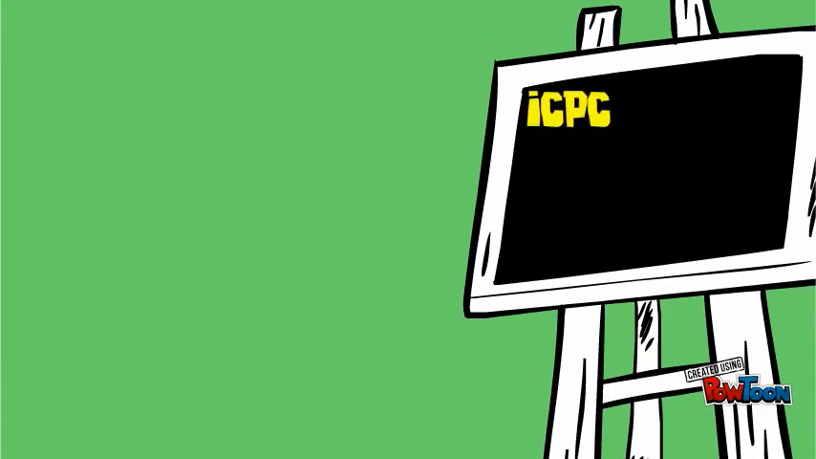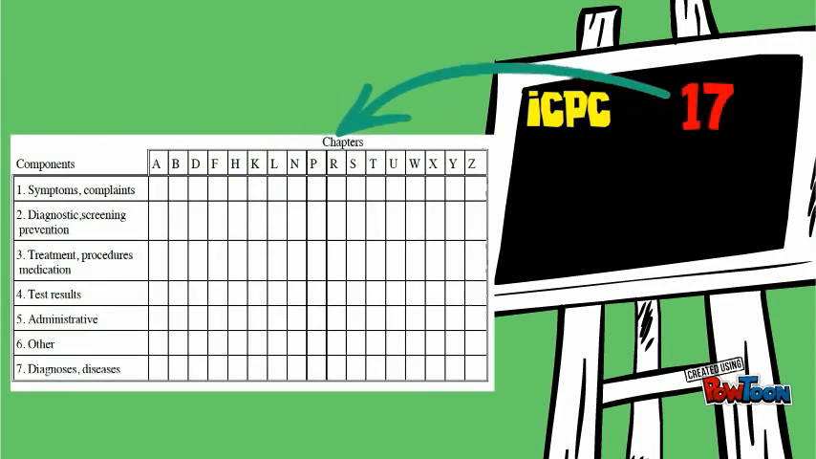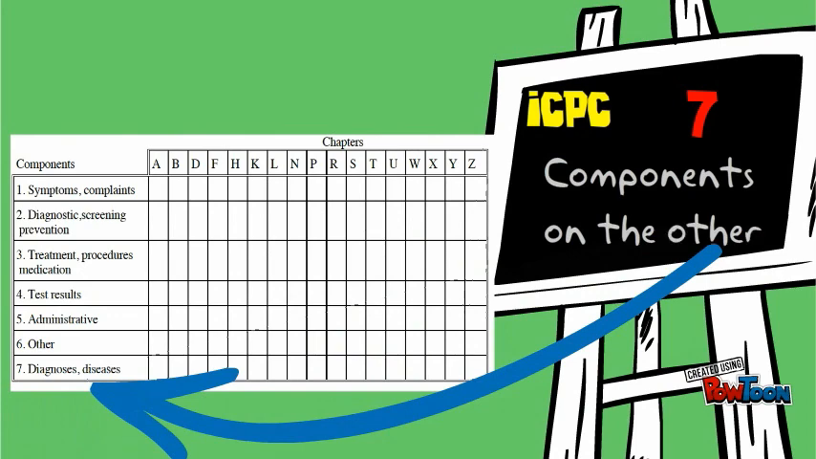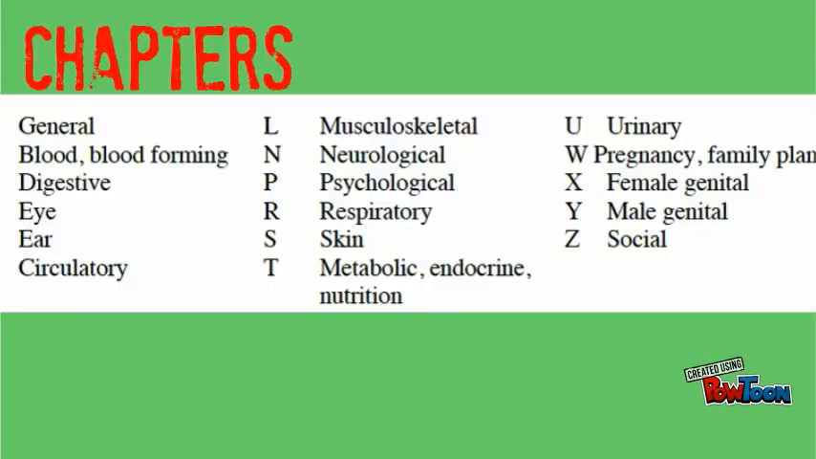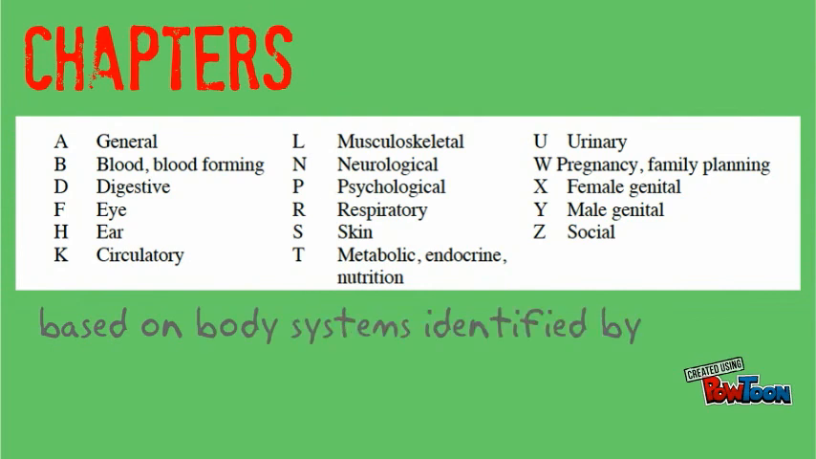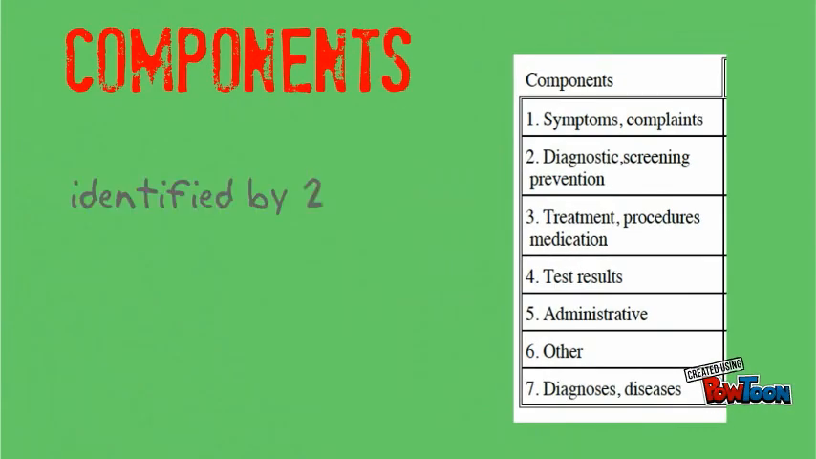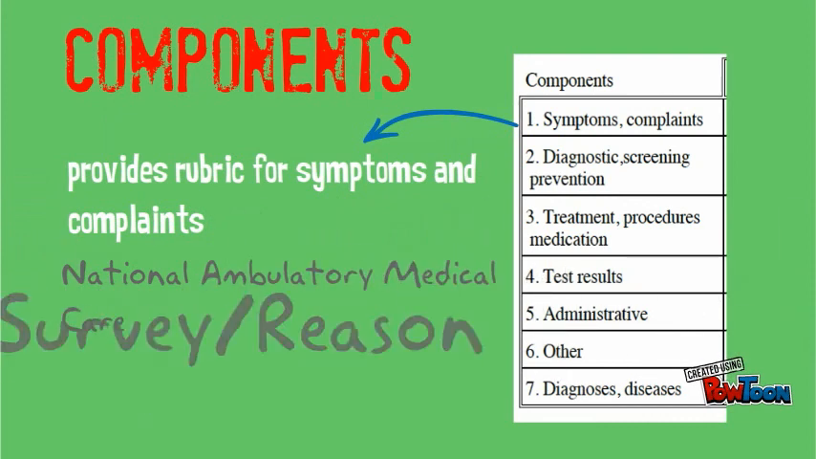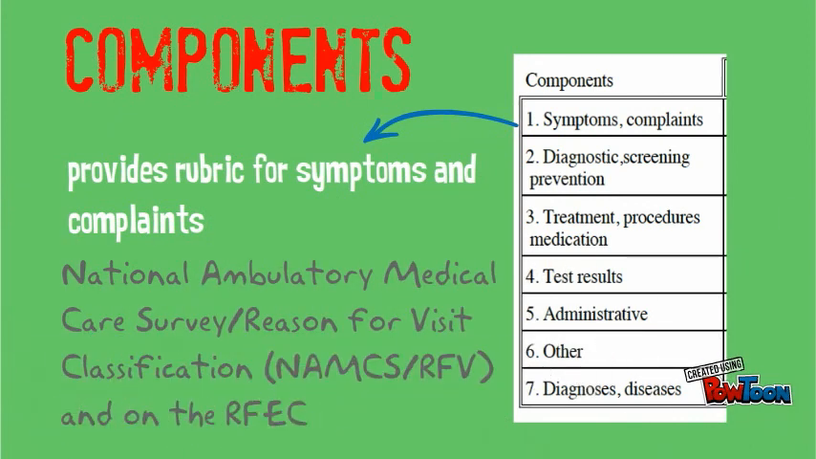ICPC has a biaxial structure with 17 chapters on one axis and 7 components on the other. The chapters are based on body systems identified by a single alpha code. The components, on the other hand, are identified by 2-digit numeric codes. Component 1 provides rubrics for symptoms and complaints. It drew on the National Ambulatory Medical Care Survey reason for visit classification, and on the reason for encounter classification.